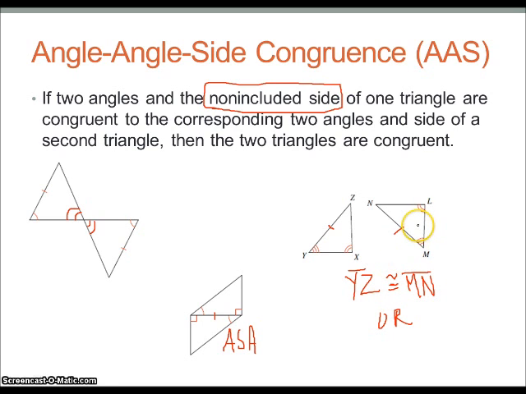we could look at our other non-adjacent side, which would be up here and right here. And so YZ has to be congruent to MN, or we could look at XZ being congruent to LN. Both of those segments being congruent, either or, would make it work by angle, angle, side.